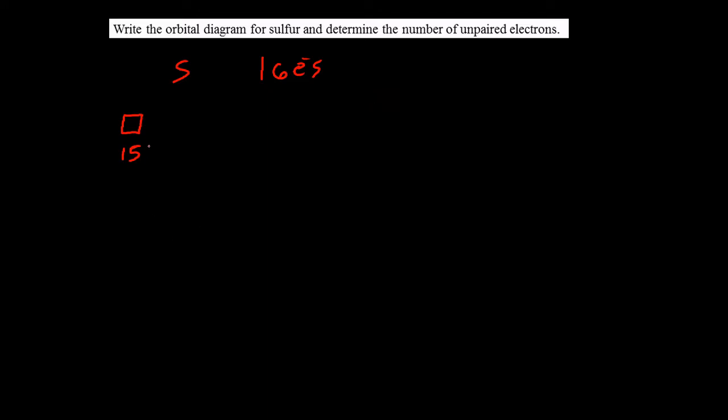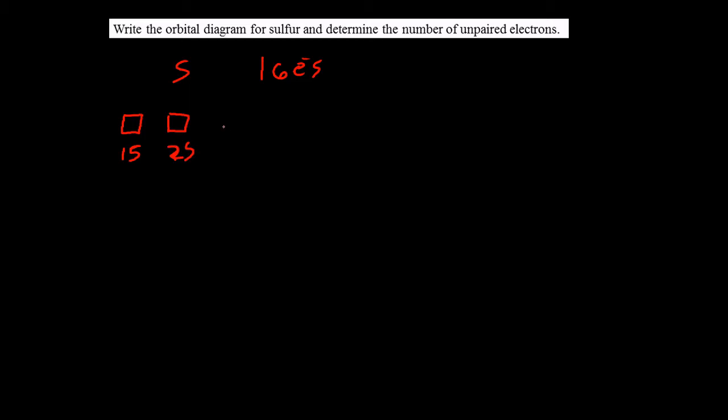So I don't fill it in as I go. I don't say, okay, 1s, put in the 2 electrons, 2s, put in the 2 electrons. I write a bunch of boxes and then go back and put in electrons. I think that's a safer way of doing it. It's easier to keep track of how many electrons you put in that way.